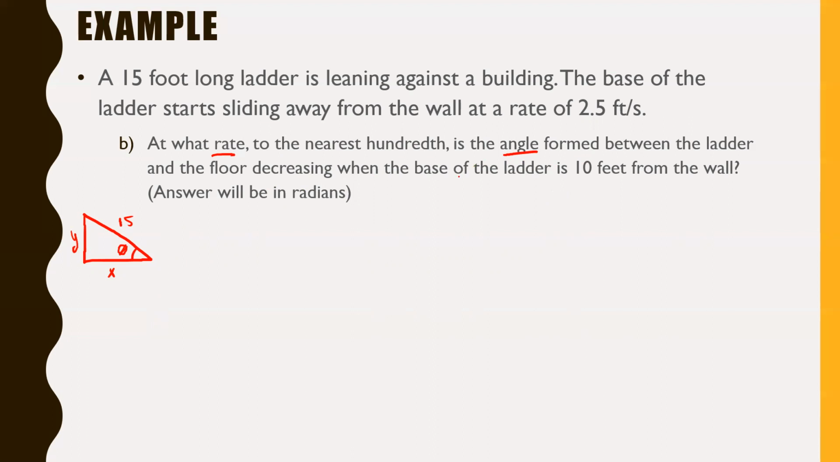Now, the question does tell us we're just looking for that rate of change when the base of the ladder is 10 feet from the wall. So that's going to be our x. x is going to be 10 feet from the wall. Now, here's the situation we have. As this ladder is falling, x is going to be getting bigger and bigger, whereas y is going to be getting smaller and smaller. So the rate of change of our x, which is still this 2.5 feet per second, is still going to come into play here. So really, we're focusing a lot on this x unit here.